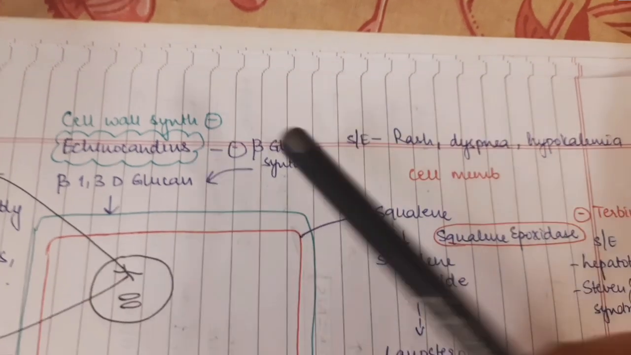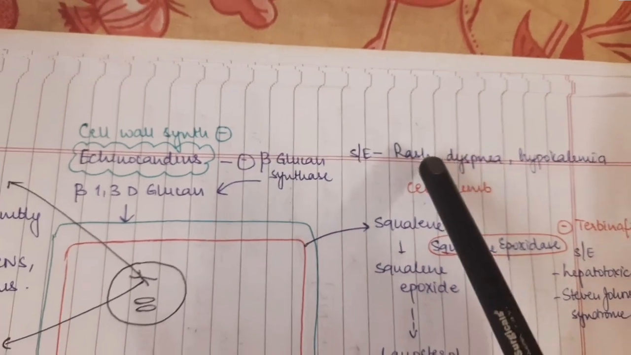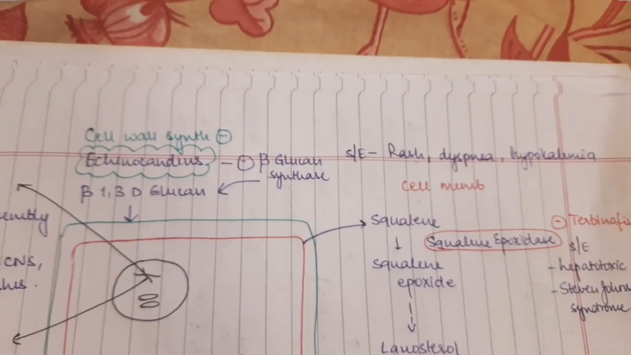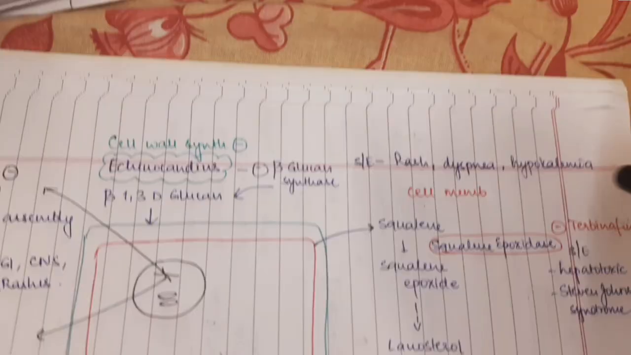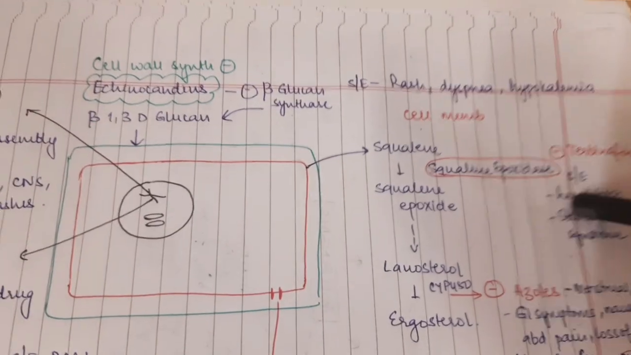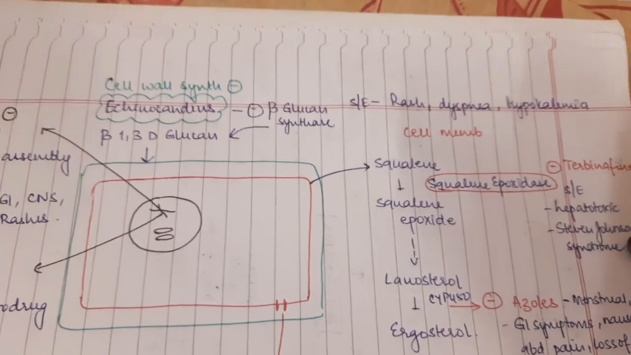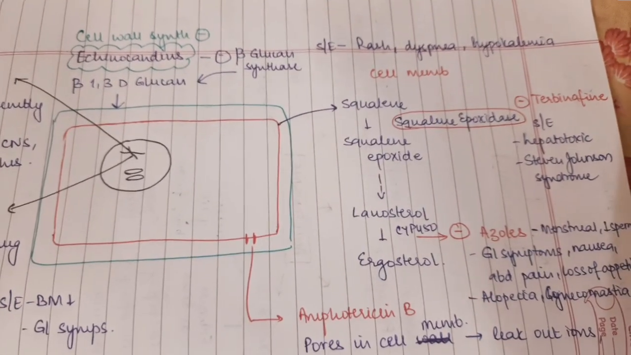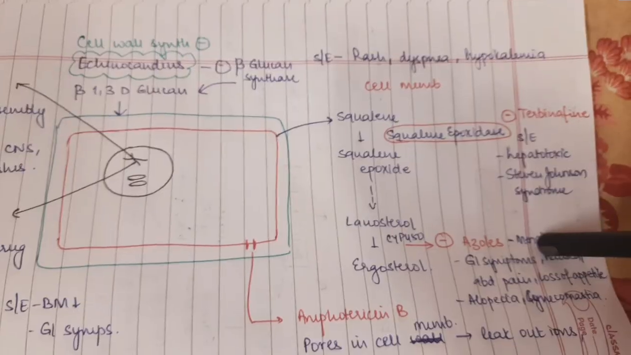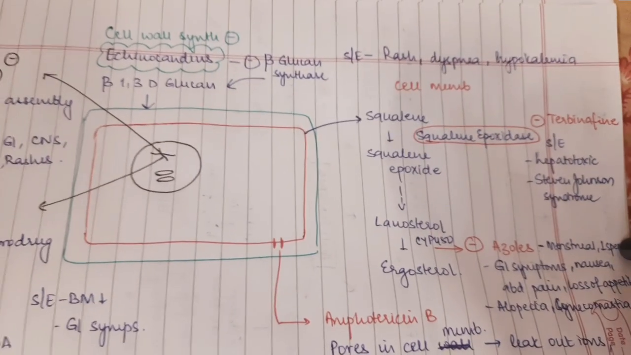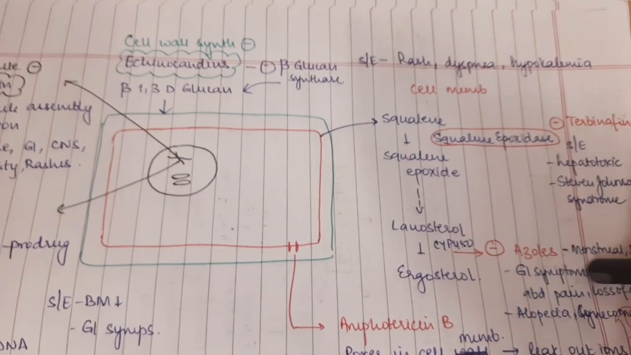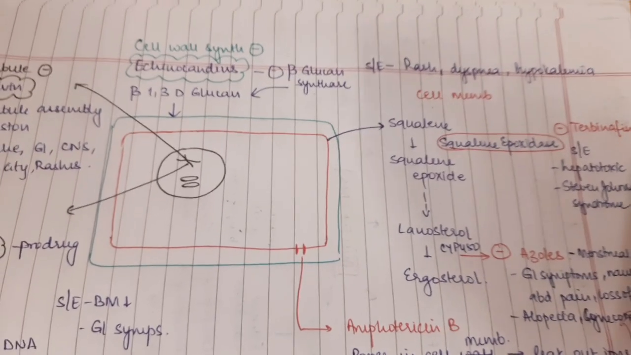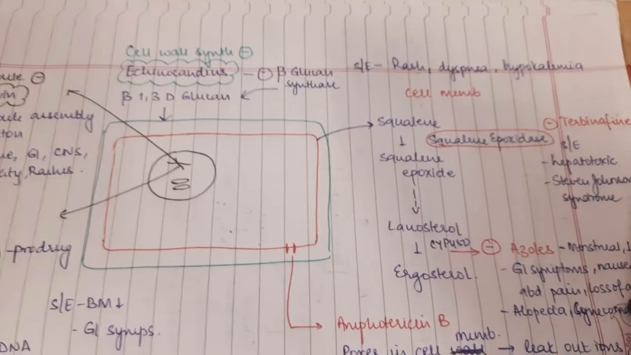In the side effects for echinocandins, we could have minor side effects like rash, a little bit of dyspnea or hypokalemia, but they are mostly well tolerated. For terbinafine, we can have hepatotoxicity and Stevens-Johnson syndrome. For azoles, we have a lot of hormonal side effects like menstrual abnormalities in females, oligozoospermia in males, and then we have a lot of GI symptoms like nausea, abdominal pain, and loss of appetite. Apart from that, we can also have alopecia and gynecomastia.